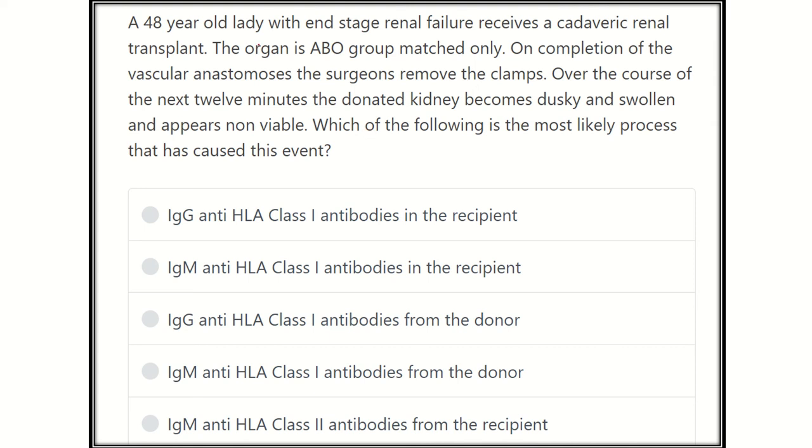Here's the important point we can see. A 48-year-old lady with end-stage renal failure receives a cadaveric renal transplant. The organ is ABO group matched only. That means the HLA group wasn't checked there. On completion of the vascular anastomosis, when the surgeon removed the clamp, over the next 12 minutes the donated kidney becomes dusky, swollen and appears non-viable. So within 12 minutes, it is on the operation table after removing the clamp.